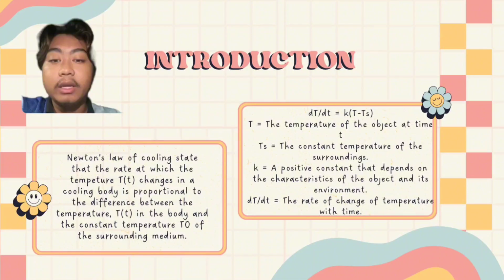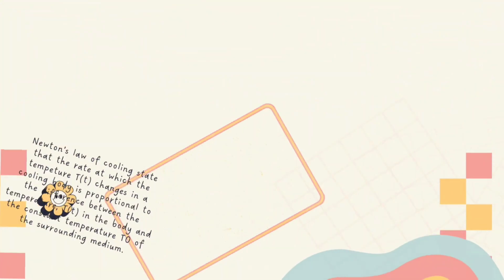From the formula dT/dt equals K multiplied by (T minus Ts), where T is the temperature of the object at time t and Ts is the constant temperature of the surroundings. K is a positive constant that depends on the characteristics of the object and its environment, and dT/dt is the rate of change of the temperature with time.